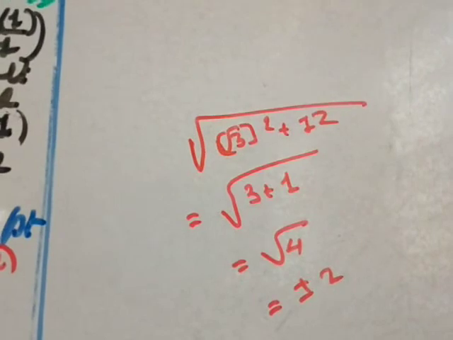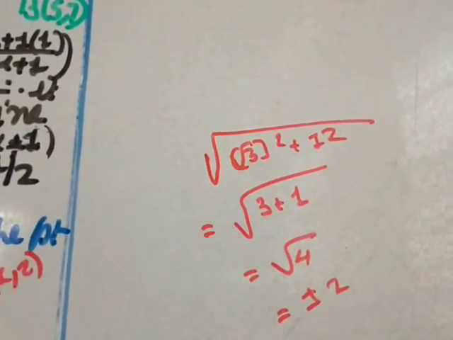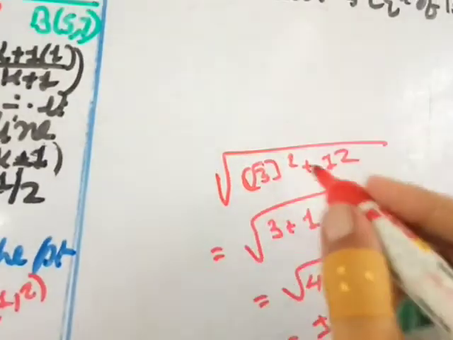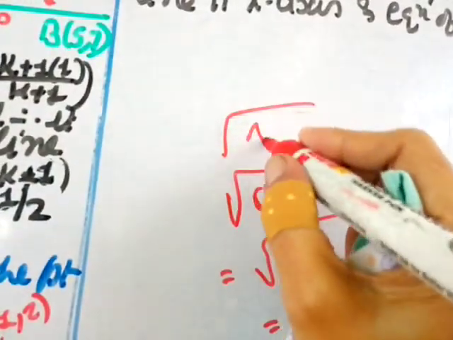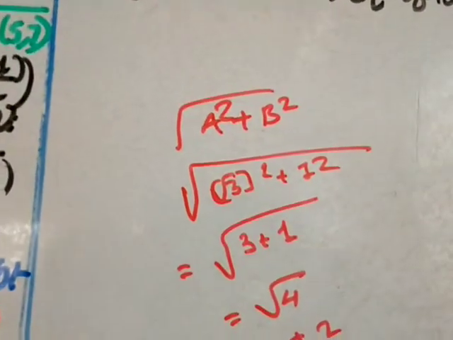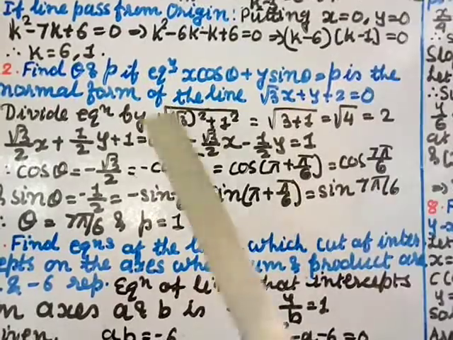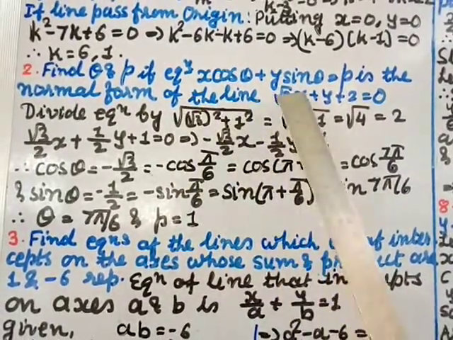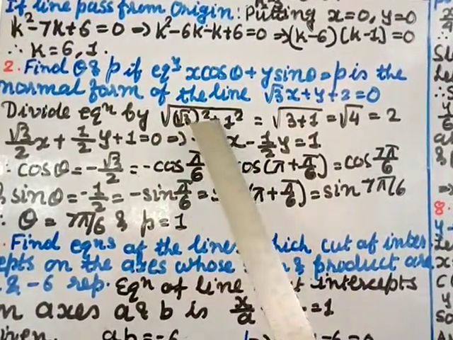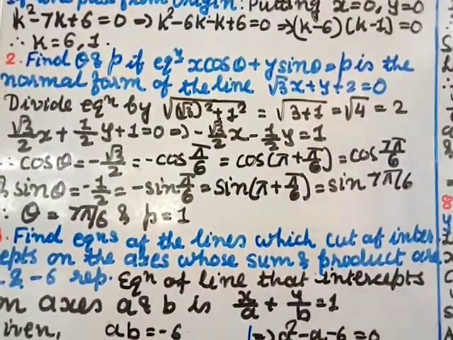Okay, so the coefficient, whether it is positive or negative, you can just take from the given question. And this is nothing but finding the square root of a square plus b square. So I divide this equation by the square root of a square plus b square. A is root 3, so root 3 square plus 1 square. So 3 plus 1 is 4 and the square root of 4 is 2.